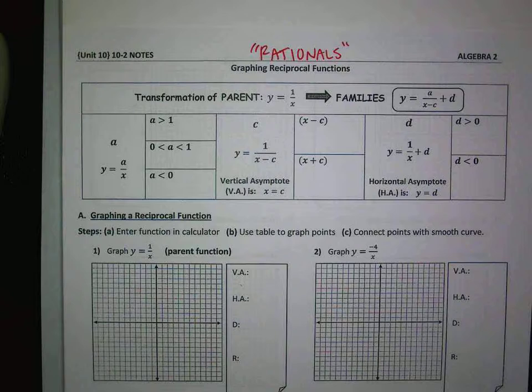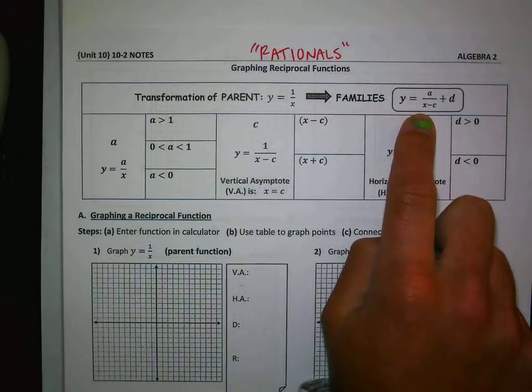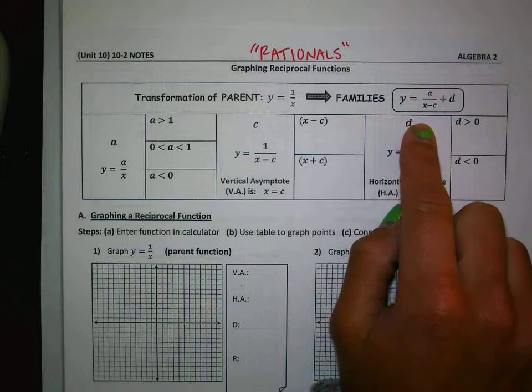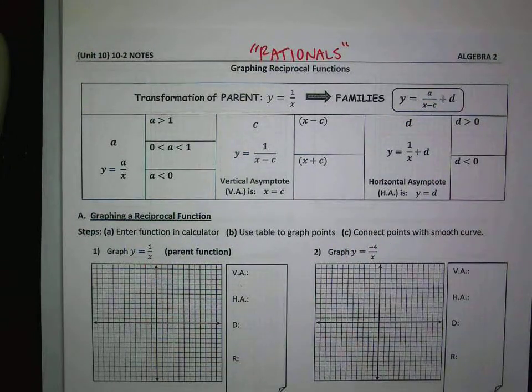All right. We're going to look at rational functions two different ways. We're going to look at it like today with these transformations, with the a, the c, and the d. And then we're also going to look at it with just one big fraction. So you're going to see rationals in two different forms. But today we're just doing the transformations, which is why it's so easy.